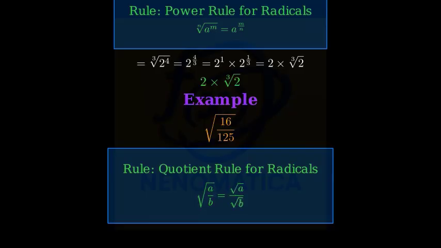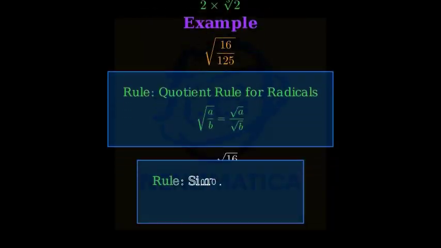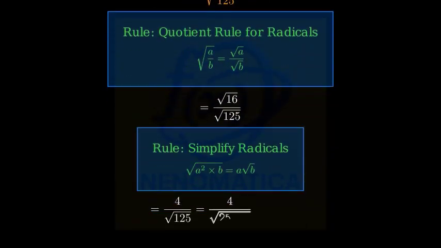Next, let's simplify the radicals in both numerator and denominator. For the numerator, we know that the square root of 16 is 4. For the denominator, we can write 125 as 5 cubed, so the square root of 125 is 5 times the square root of 5. Now, let's rationalize the denominator by multiplying both numerator and denominator by the square root of 5. This gives us 4 times the square root of 5 in the numerator, and 5 times 5, which is 25 in the denominator.